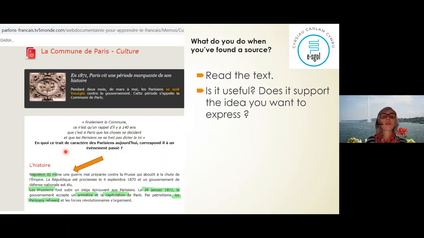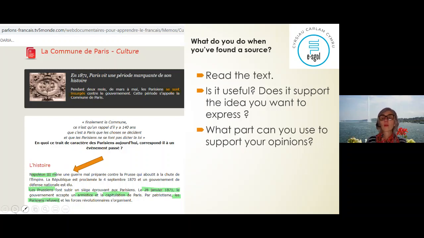Okay, s'insurger means to rebel. They rebel against the government. They're French. So they rebel. So what part can you use to support your opinion in that document? I thought you could use any part. We don't have a proper question, so if something is useful, use it.